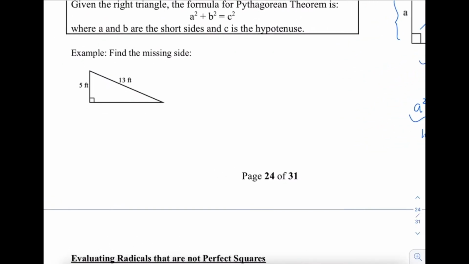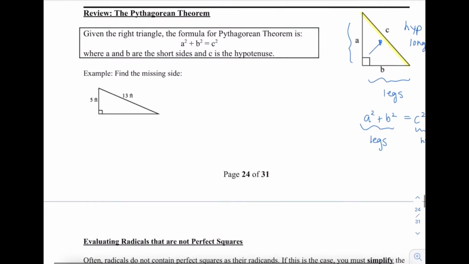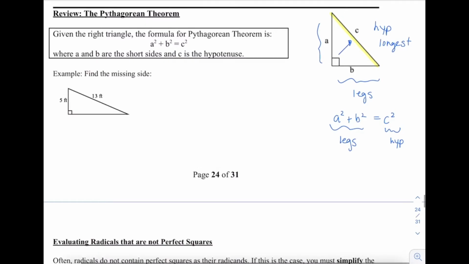So if I were to solve this question here where it says find the missing side, I know that this is one of the legs because this guy here is the hypotenuse. So I'm going to show you a common mistake. A common mistake is when people think, oh, well, x is the one that has to go on one side of the equal sign, okay? And then they incorrectly sub in the 5 squared plus 13 squared on the other side.